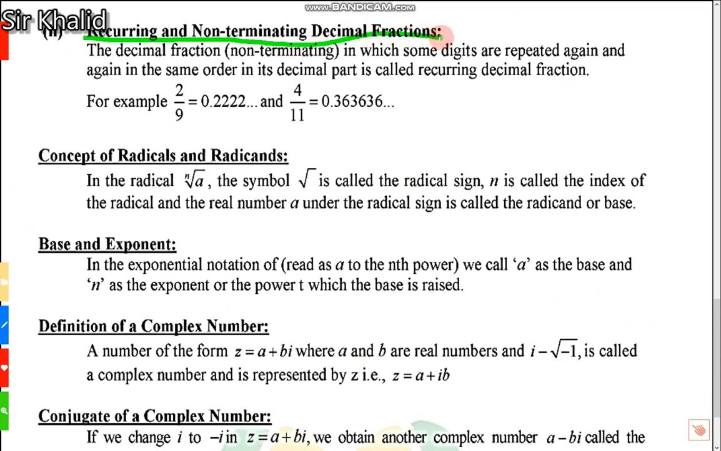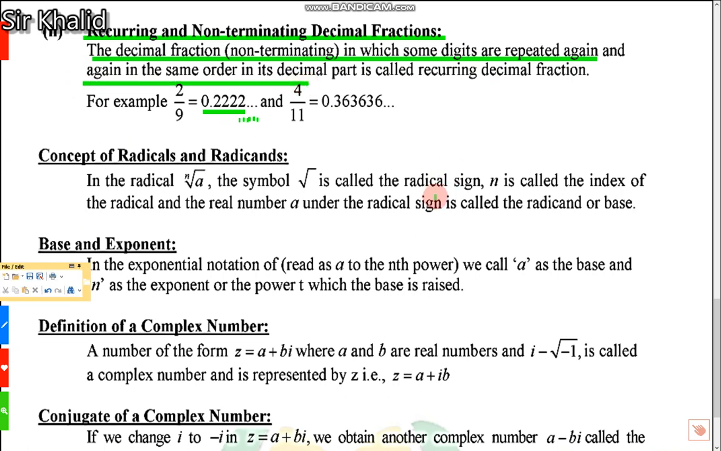Now, recurring and non-terminating decimal fractions. Here the division doesn't stop, it carries on and on. A decimal fraction in which some digits are repeated again and again in the same order in the decimal part is called a recurring decimal fraction. Here 2 is repeated again and again, and here the pattern 3 6 3 6 3 6 is repeated.